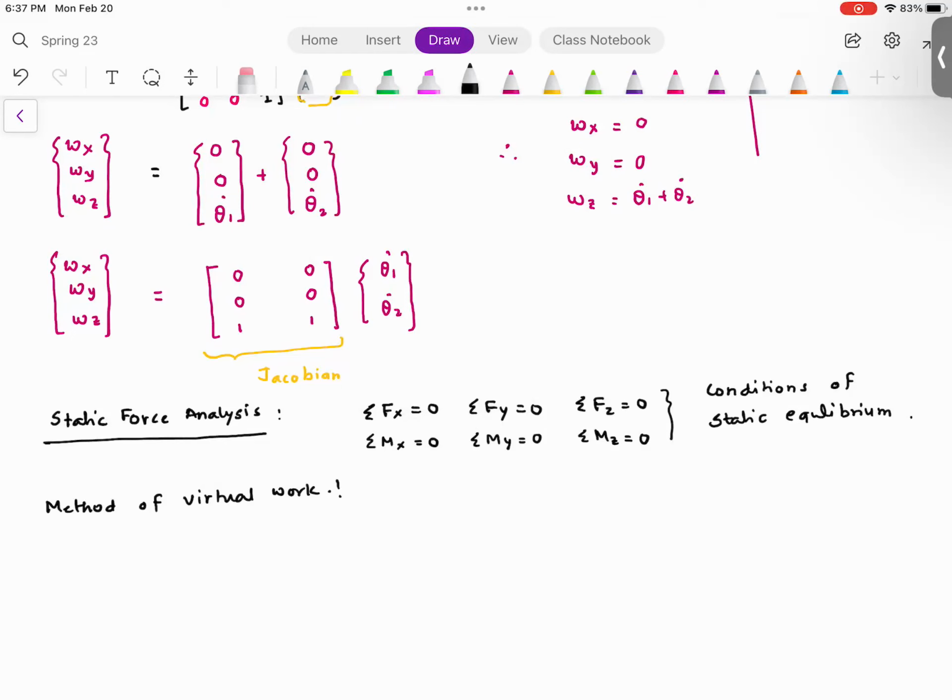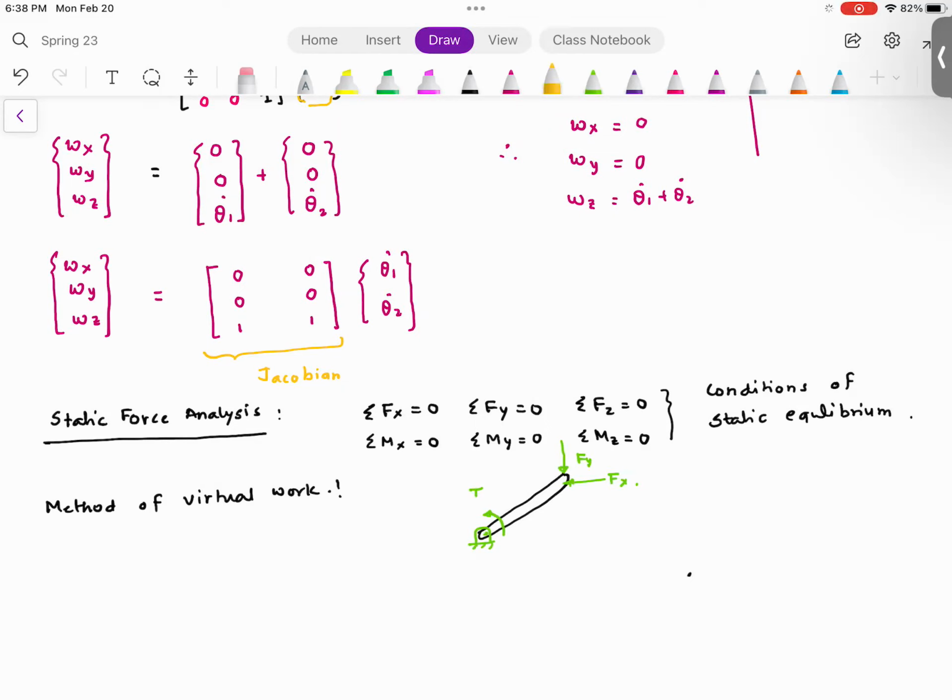The method of virtual work states that work and energy are equivalent. So energy can neither be created nor be destroyed. It can only change form. So what that means is, imagine that you have a link, and this link is fixed at one end, and maybe there is some force, say Fy, and some other force Fx acting on this link. And what I want to know is, I want to find out what is the torque at the hinge.